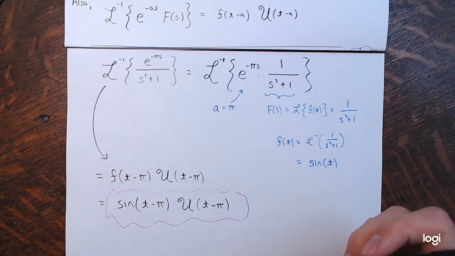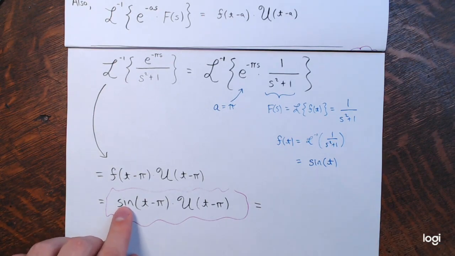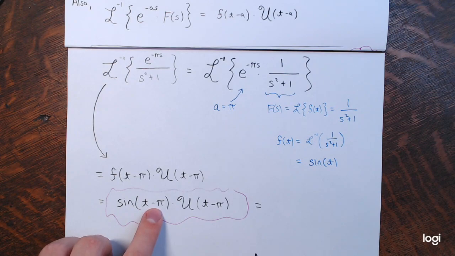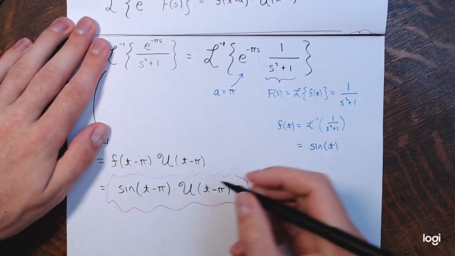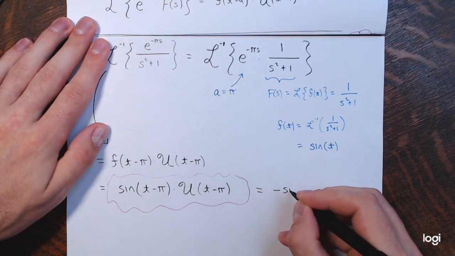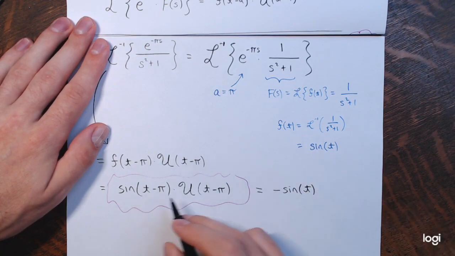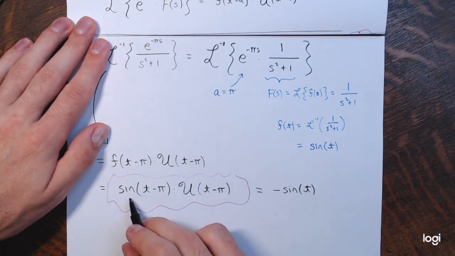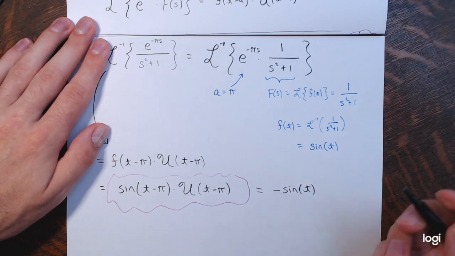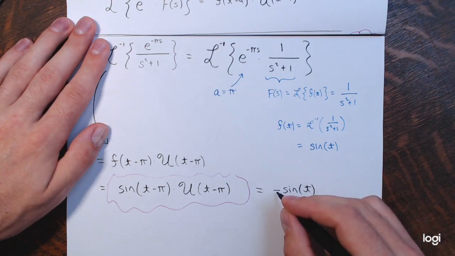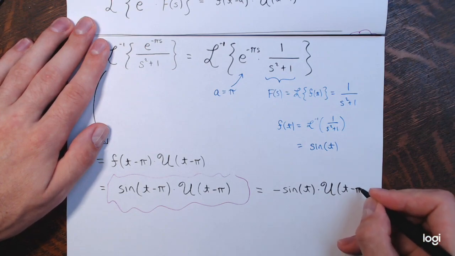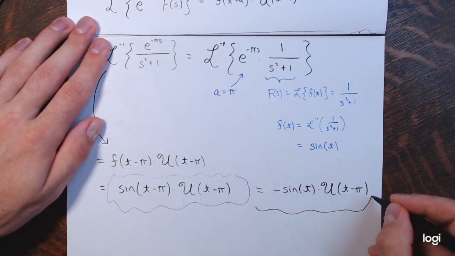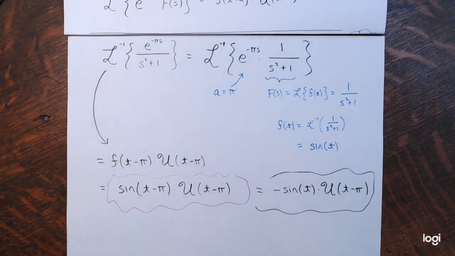Now you could also say, hey, the sine of t minus pi is just negative sine t if you use the sine of a sum formula. So you could also say this is just negative sine t. This is using a trig identity, right? The sine of t minus pi is the opposite of the sine of t. So you could say this is equal to negative sine t times the unit step function at t minus pi. Same thing, right? They're the exact same function.